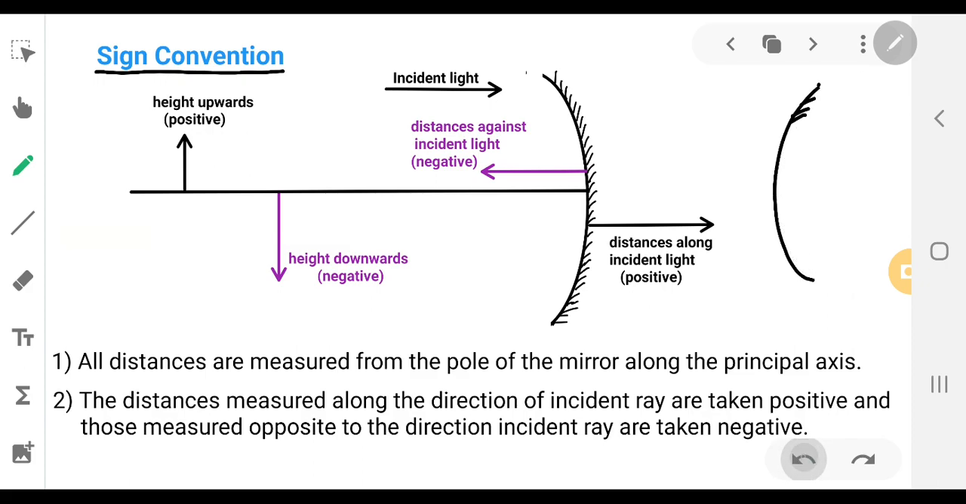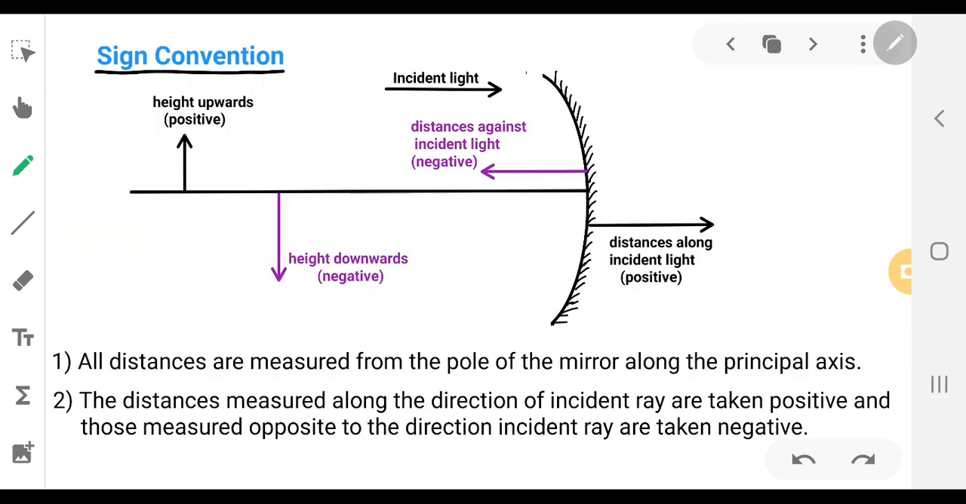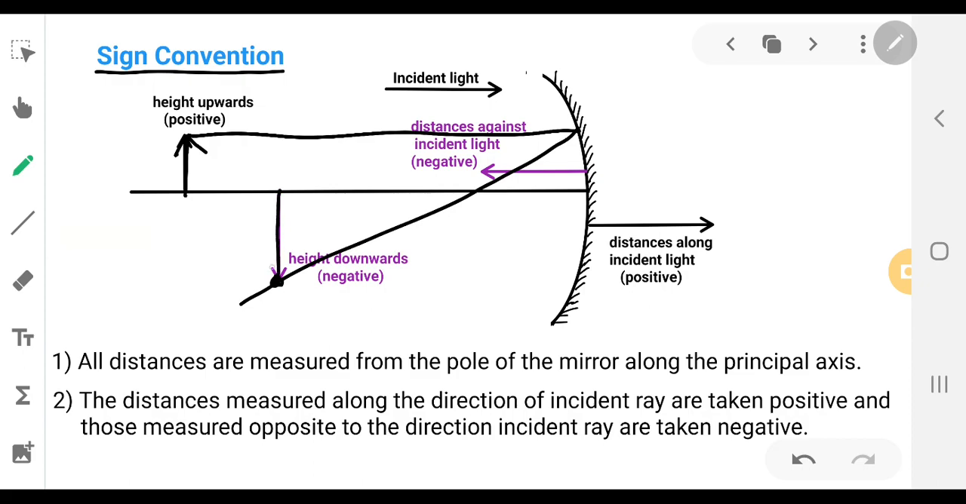Next we shall see the measurement of height. The third point of the sign convention says heights measured above the principal axis are taken as positive and below the principal axis are taken as negative. See here, if we have placed the object, then the rays will be incident and they reflect, and here the image is formed like this. The object is above the principal axis, the image is below the principal axis.